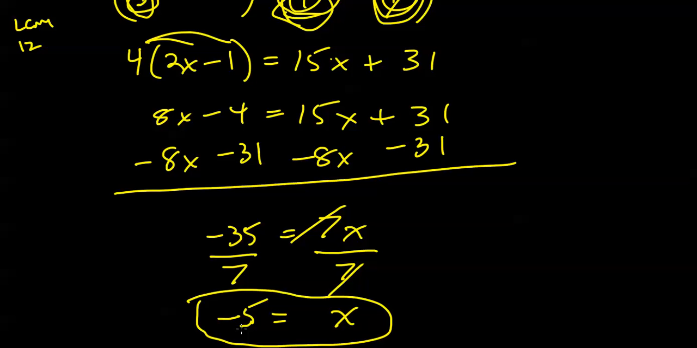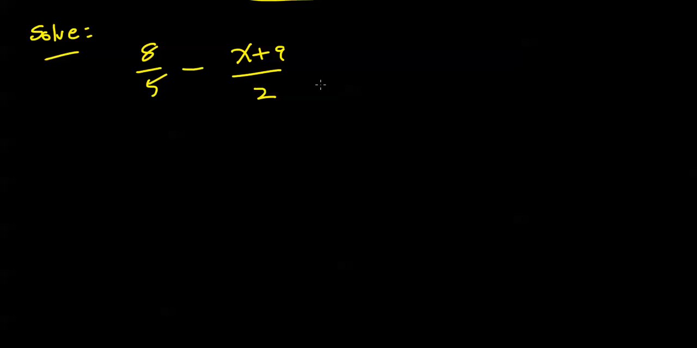Alright, let's try one more. Again, involving fractions. Kind of a nasty one, kind of the upper limit of homework difficulty in this last one. I suppose we can do this one, you can do all of them. Solve 8/5 minus (x plus 9) over 2 equals (x plus 2) over 5 minus 4x.